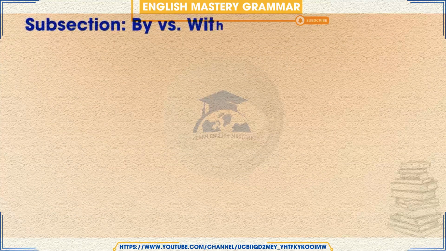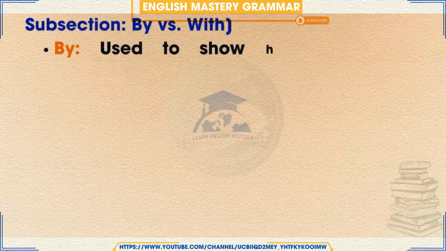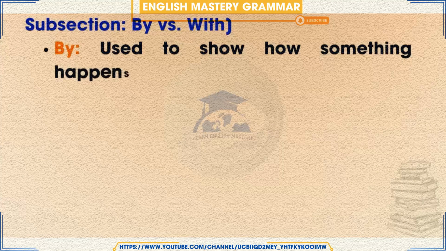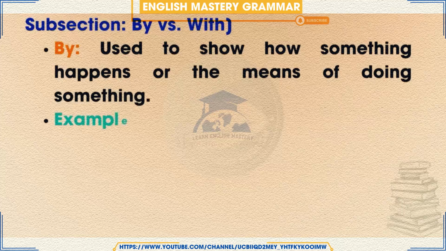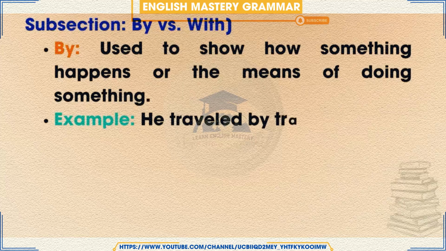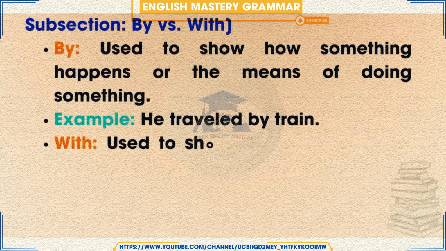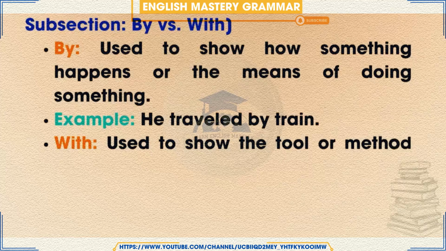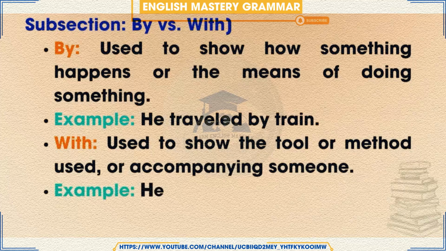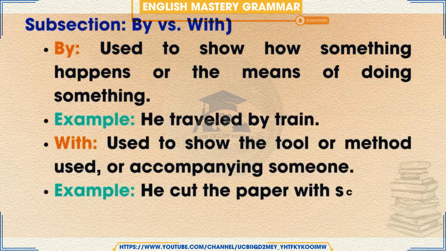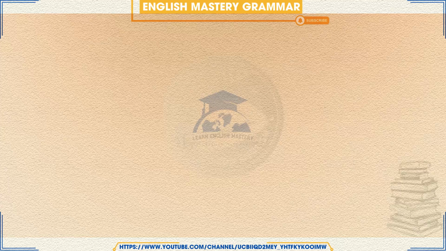Subsection. By versus with. By, used to show how something happens or the means of doing something. Example, he traveled by train. With, used to show the tool or method used or accompanying someone. Example, he cut the paper with scissors.